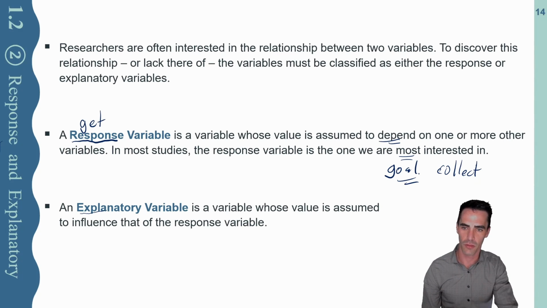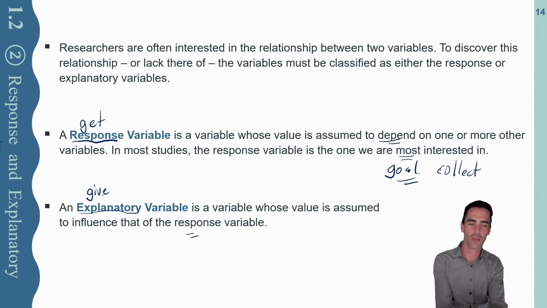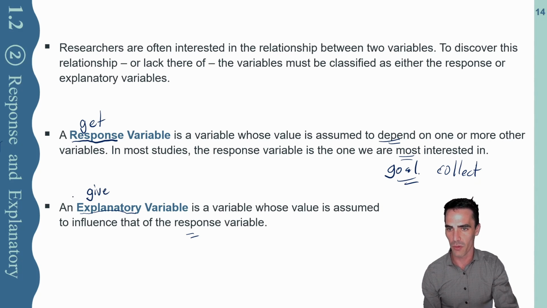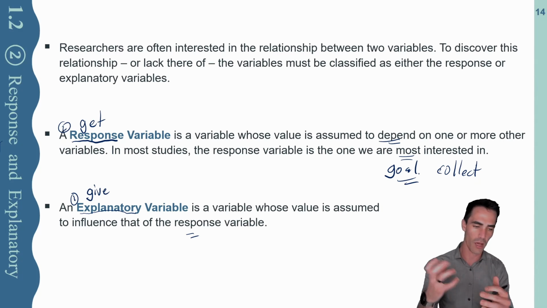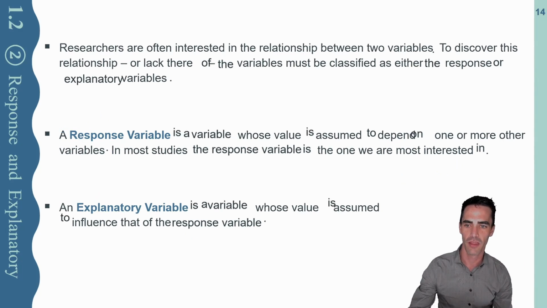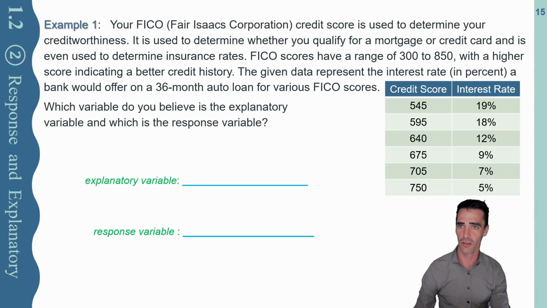The second variable that I'm going to talk about, really the first in our little study diagram, is the explanatory variable. This variable, explanatory, should explain the response, and that's why it's the one that you give. You give the explanatory variable, and then you get the response in return. It's like a chicken and egg situation. Which one came first? Explanatory variable one comes first, and the response variable comes second. And hopefully one helps predict the other is the ultimate goal that we'll get into. Here's our little example. Example 1, your FICO credit score is used to determine your creditworthiness.